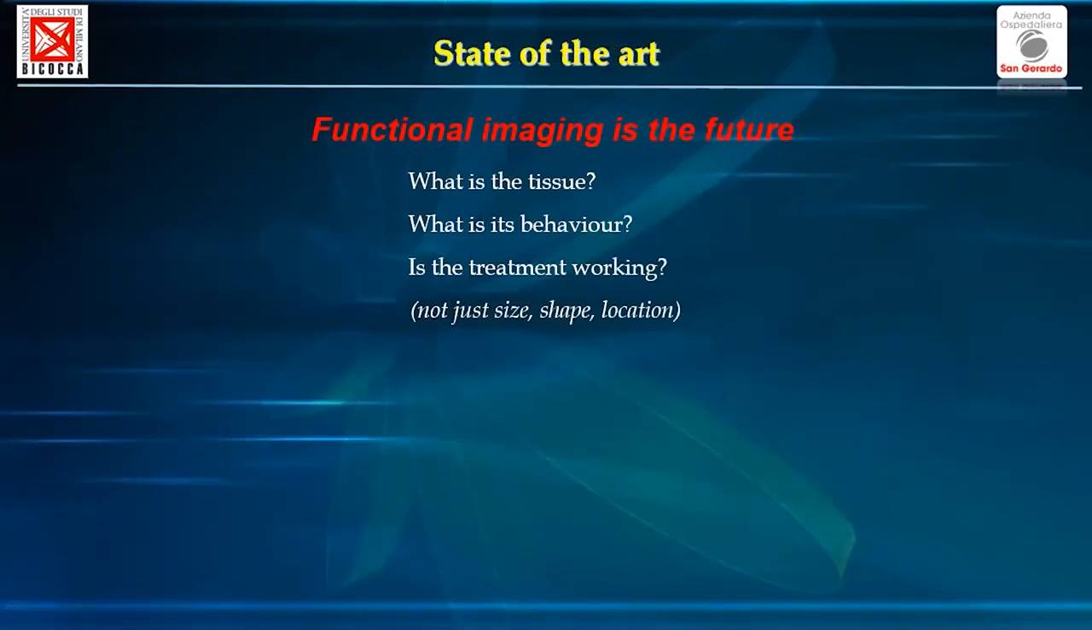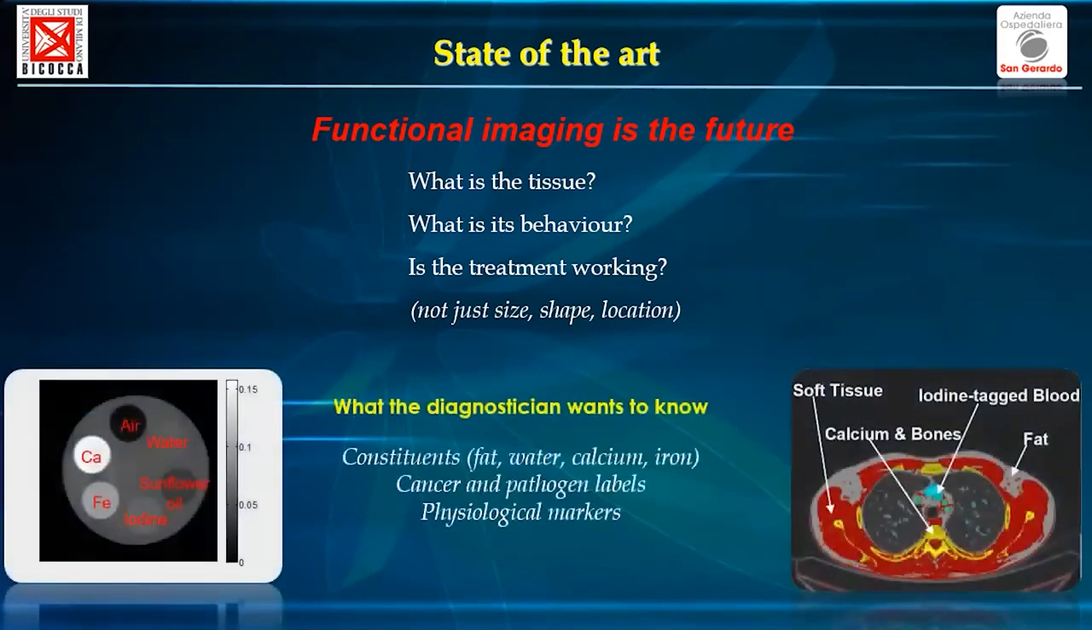Why are we in front of this new competition? Because today we want to know what the tissue is. We would like to know what the behavior of the tissue is, especially after the treatment. Today we cannot rely only on the size, the shape, or the location, but we need to know each different component of our material, or better, of our body. We should be able to distinguish the calcium, the iron, the water, the iodine, or the gadolinium, and so on. Because each specific component can represent a label of each different disease. So it can be really specific to make the correct diagnosis and to assess the response as well.